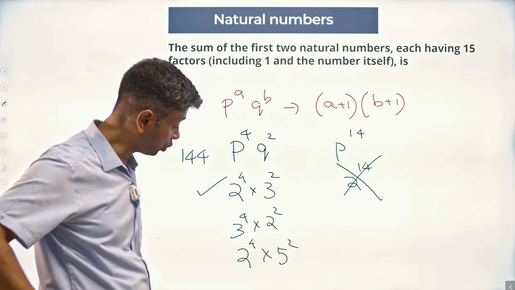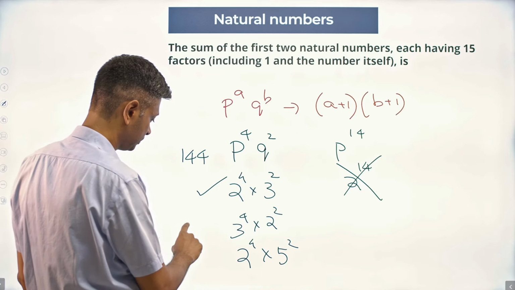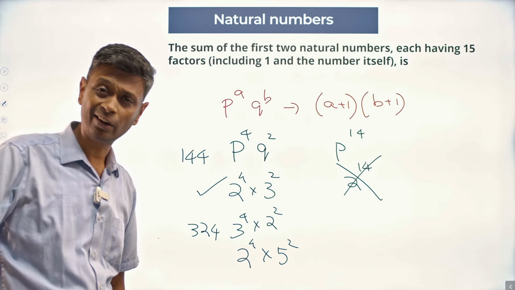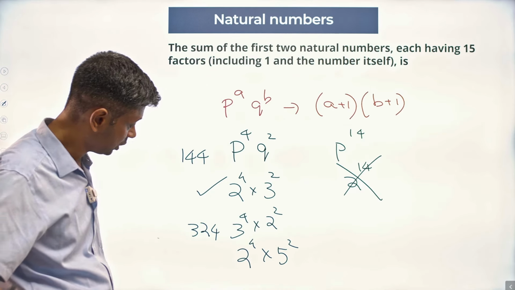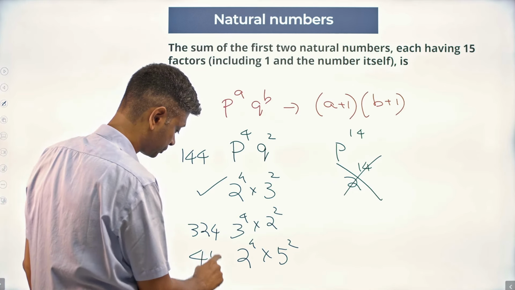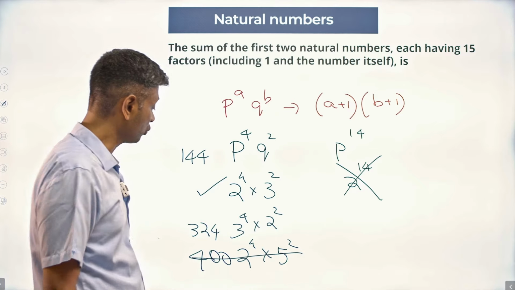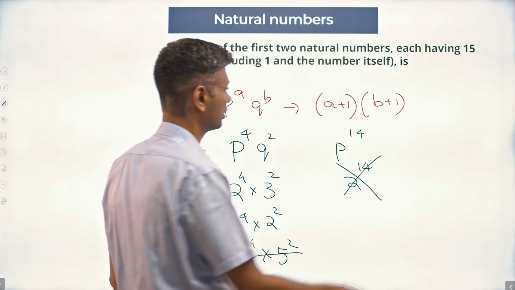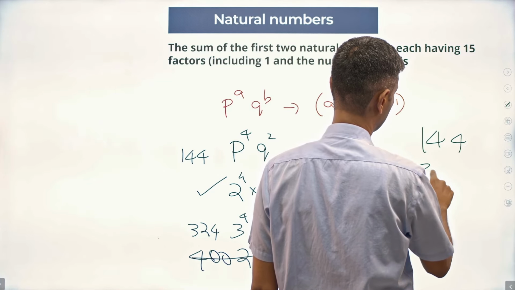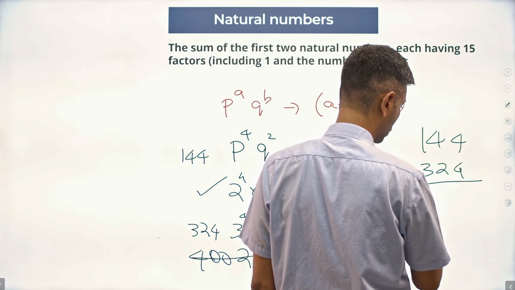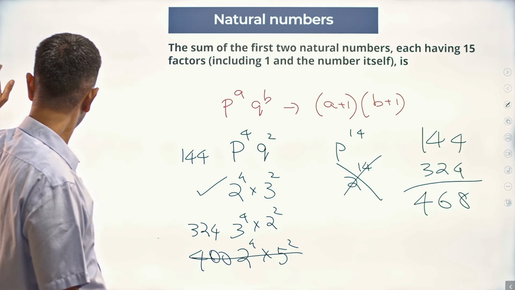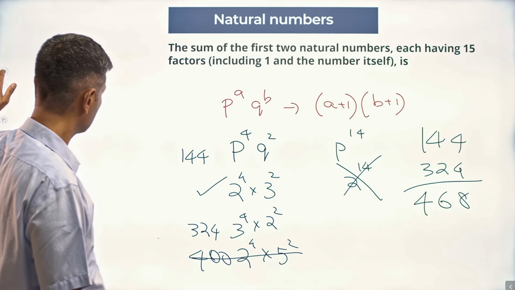This 3 power 4 into 2 square is 81 into 4, 324. 2 power 4 into 5 square, 2 square into 5 square is 100, another 2 square, this is 20 square, 400. This is too great. So 144 and 324 are the first two numbers. So we have to find the sum of the two numbers. 144 plus 324, which is 468. That's the number we are looking for. 468 should be among the choices.